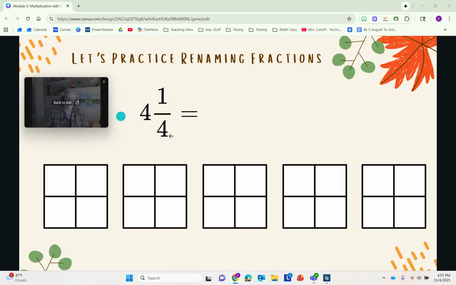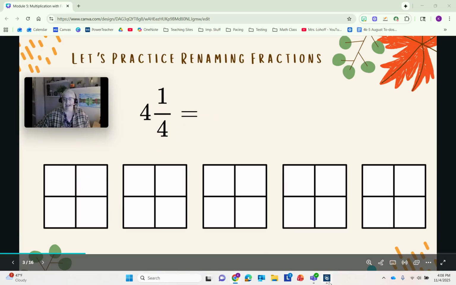Before we do that, I want to take another look at that idea of renaming fractions. When we worked with subtracting mixed numbers, sometimes we had to look at a number like 4 and 1/4, and we had to go back and give it a different name so that we could subtract the fraction parts. Here I have an image, and let me grab my pens.